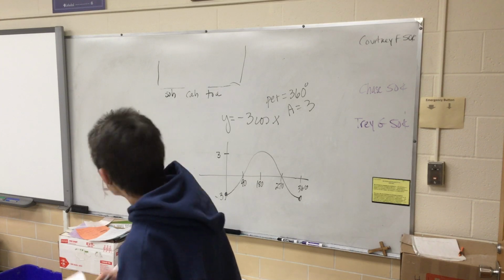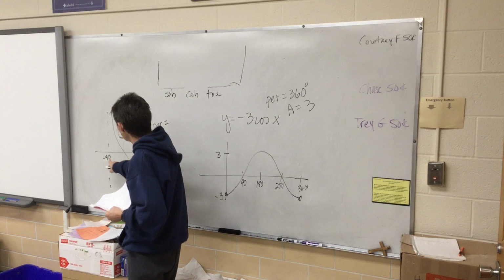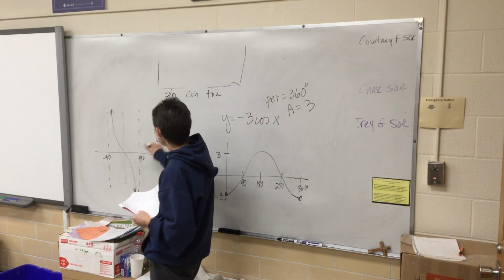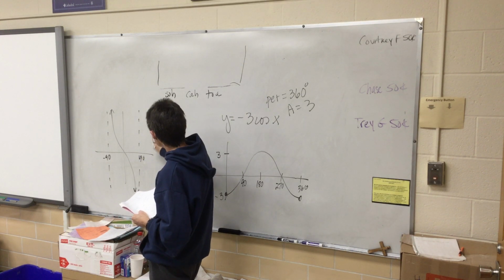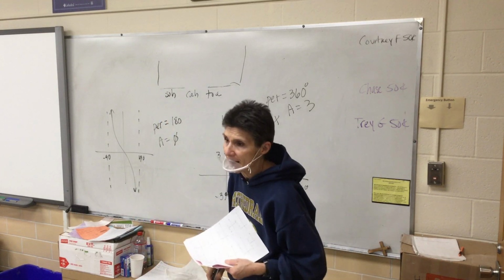So period is still 180, right? Remember, period is how far it is from here to here. So that's 180. And amplitude is still none. Tangents will never have amplitude.